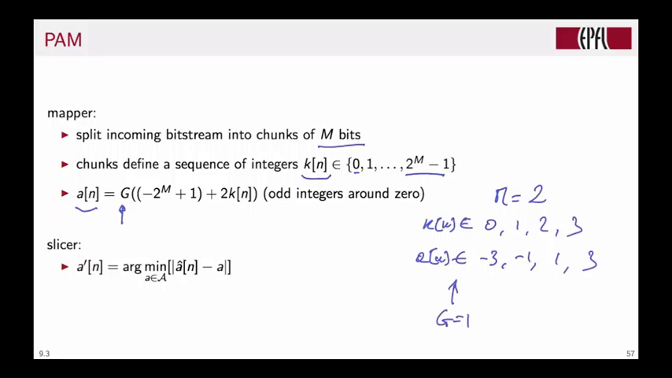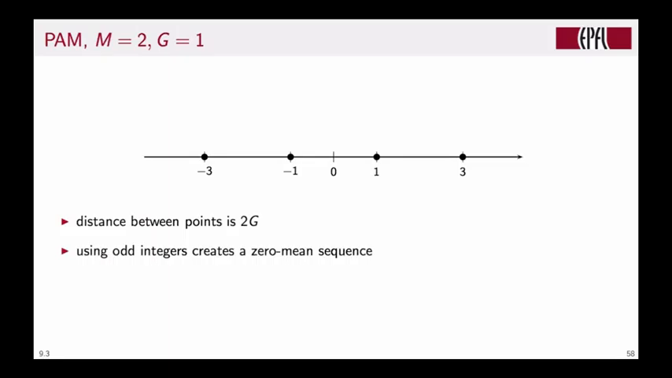At the receiver, the slicer will work by simply associating to the received symbol the closest odd integer, always taking the gain into account. So graphically again, PAM for m equal to 2 and g equal to 1 will look like this. Here are the odd integers. The distance between two transmitted points or transmitted symbols is 2g. Right here g is equal to 1, but it would be in general 2 times the gain.